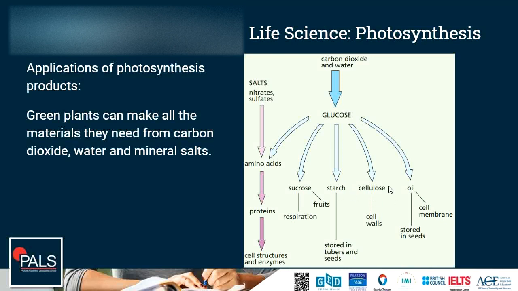Plants are able to make cellulose from glucose, which is the fiber that is used to build cell walls. And plants are able to make oils and lipids from glucose, which are needed to construct cell membranes and serve as an energy storage in seeds. So as we can see, glucose is really the main building block for plants to build more or less everything, with the help of a few mineral salts and nutrients from the soil.